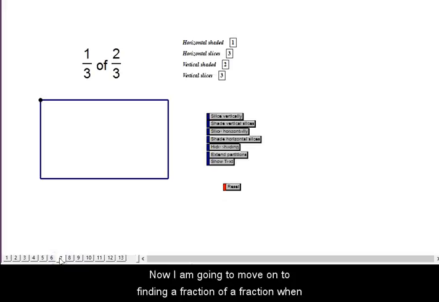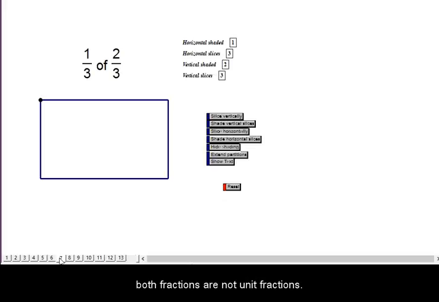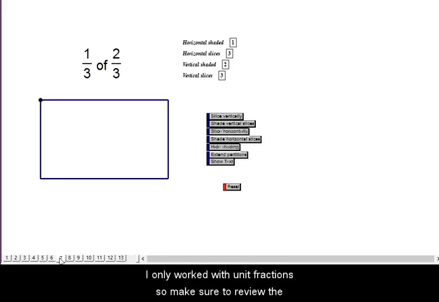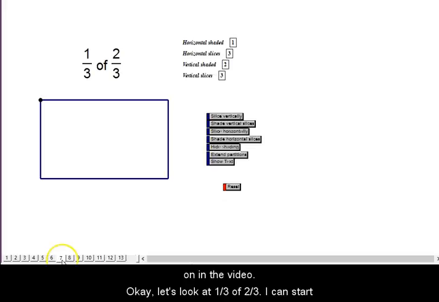Now I'm going to move on to finding a fraction of a fraction when both fractions are not unit fractions. In the previous examples, I only worked with unit fractions, so make sure to review the previous information again if you're still confused before moving on in the video.